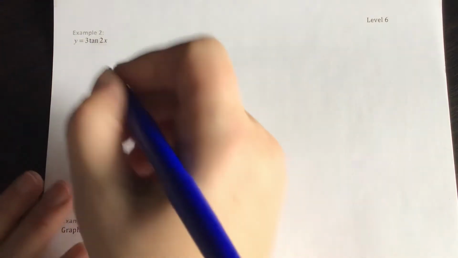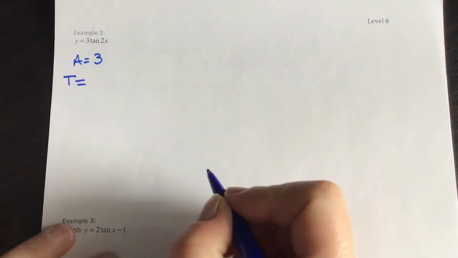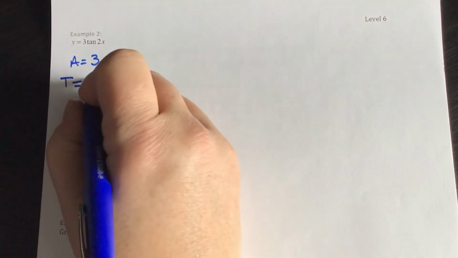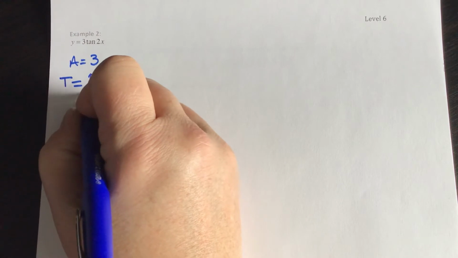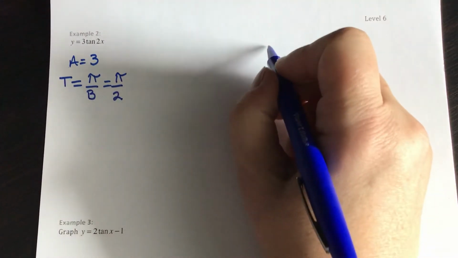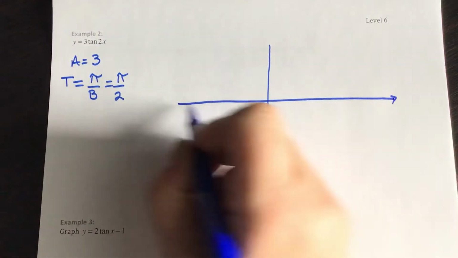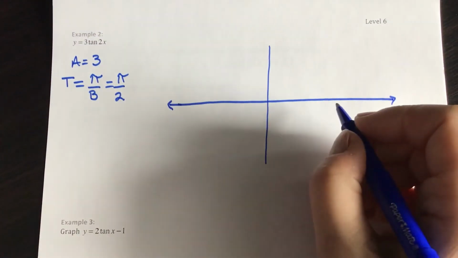The next one, I have 3 times tangent of 2x. All right, so let's identify what we know. We know that our altitude is 3, and our time to do one cycle is just pi over b, which in this case is pi over 2. All right, so I'm just going to start here. Let's see what this looks like.